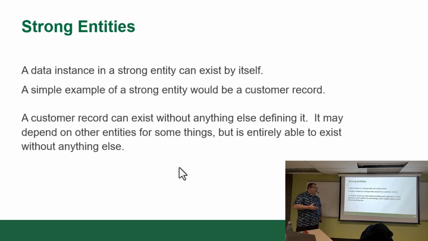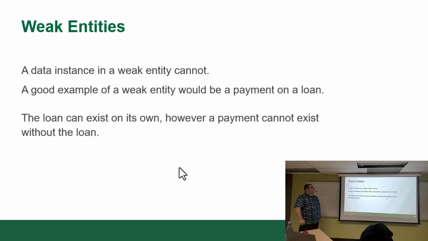For example, you can sign up for an Amazon account and not buy anything right away. Your account exists on its own without anything else because it's a strong entity. It's able to exist by itself. A weak entity. A data instance in a weak entity cannot exist by itself. A good example of a weak entity would be a payment on a loan. A loan can exist by itself. Let's pretend there's nobody tied to the loan, but the loan exists. However, a payment cannot exist without the loan.